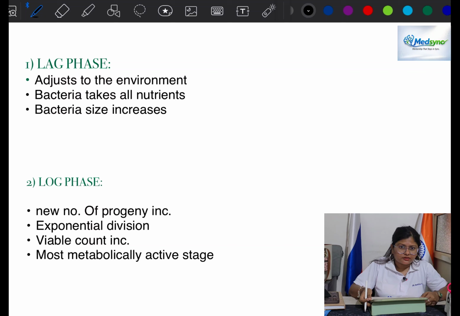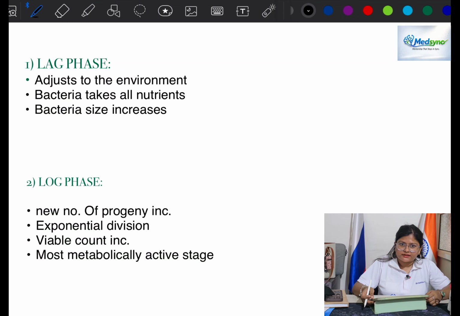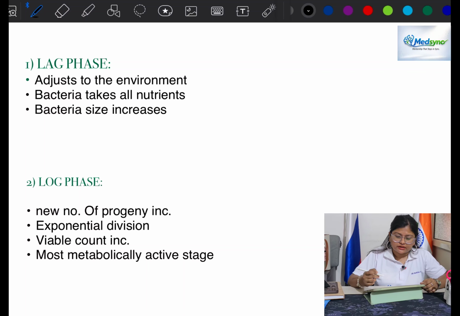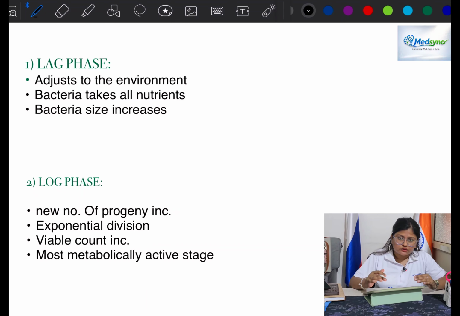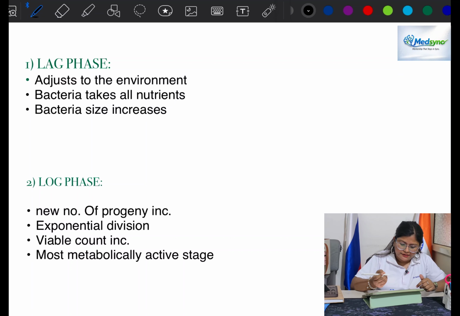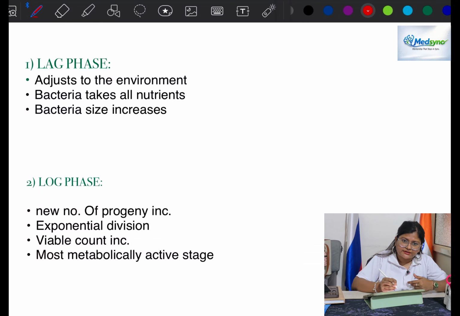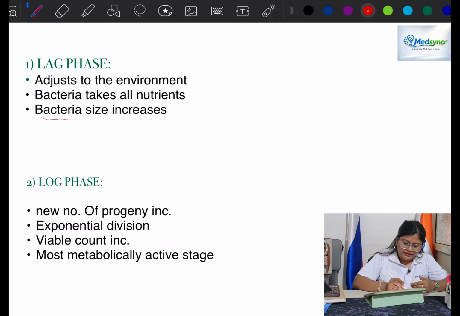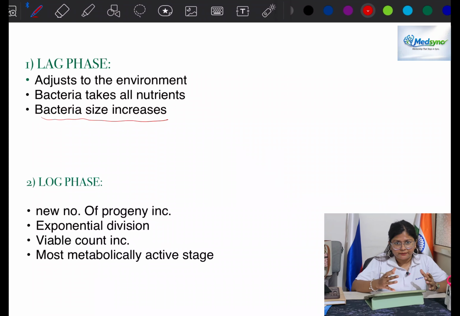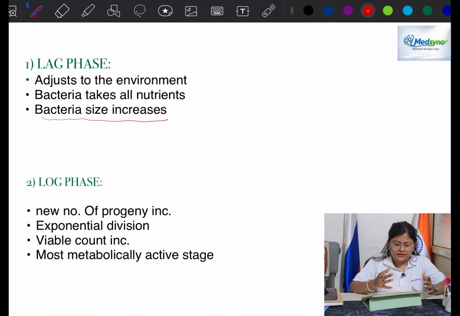So let's talk about the lag phase. The lag phase is the phase which starts after the inoculum. Here the nutrition is abundant, so the bacteria adjusts to the environment, and the most important highlight of this phase is that the bacteria takes all the nutrients and the bacteria size increases. So bacteria will swell up because growth is happening in the nutrient rich media.